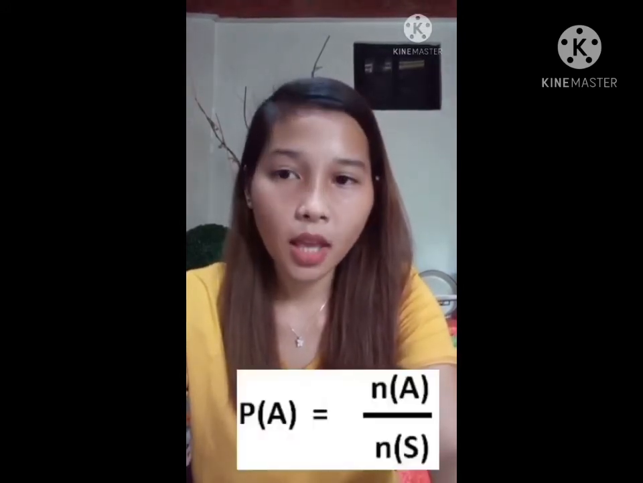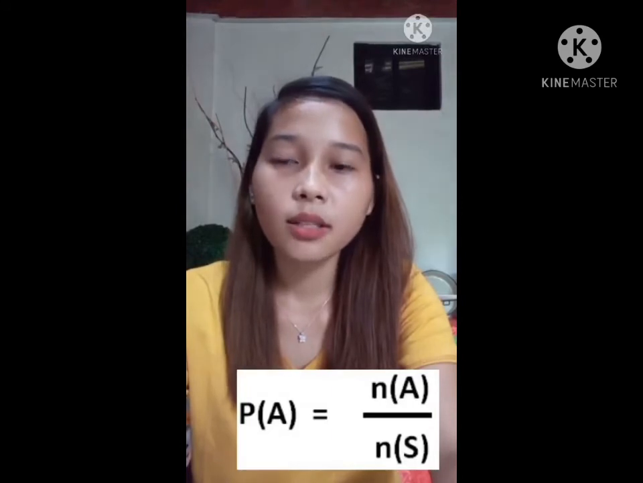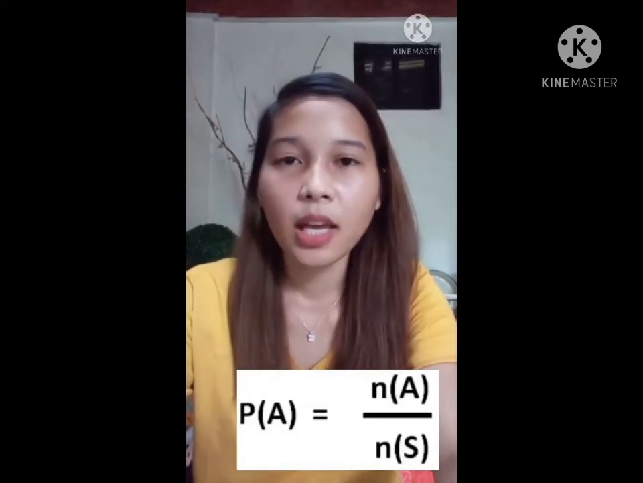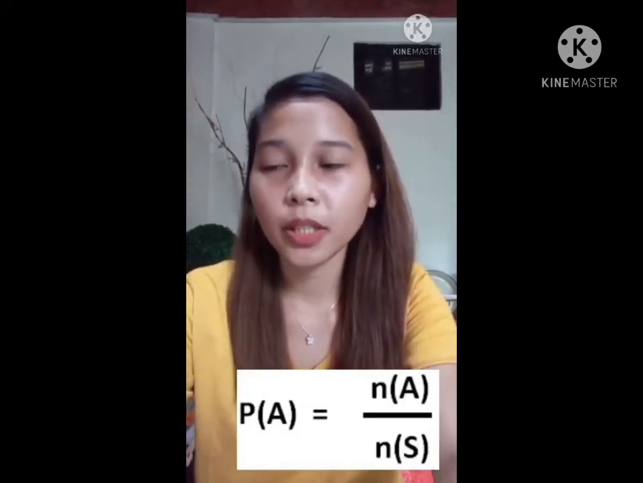The formula of classical probability is P(A) equals F over N. P(A) means probability of event A. Event A is whatever event you are looking for, like winning the lottery. F is the frequency and N is the number of times the event could happen. You can only use the classical probability formula when all events are equally likely.